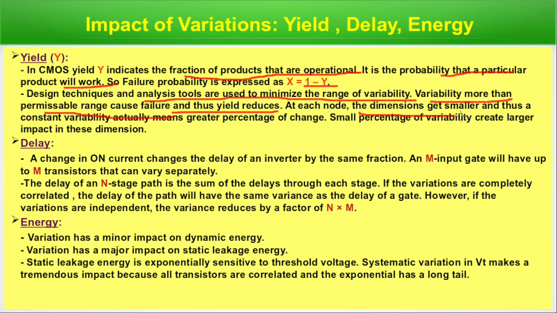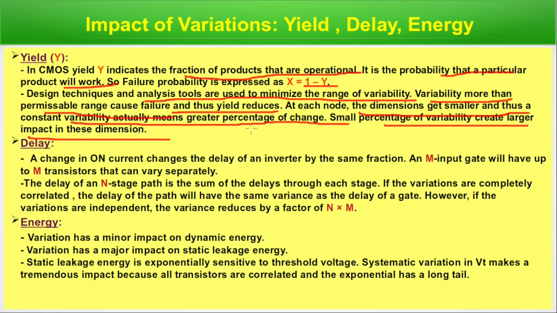At each node, dimensions get smaller and thus a constant variability actually means a greater percentage of change. A small percentage of variability creates a larger impact in this dimension. Variability more than a permissible range is considered a failure. At each node, dimension is reducing and variability remains the same, then that is a huge impact. That's a huge percentage. So a small percentage of variability at one node can create a huge impact at the next advanced or smaller node.